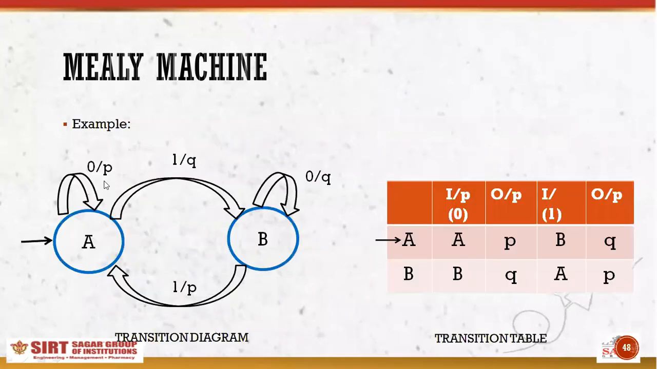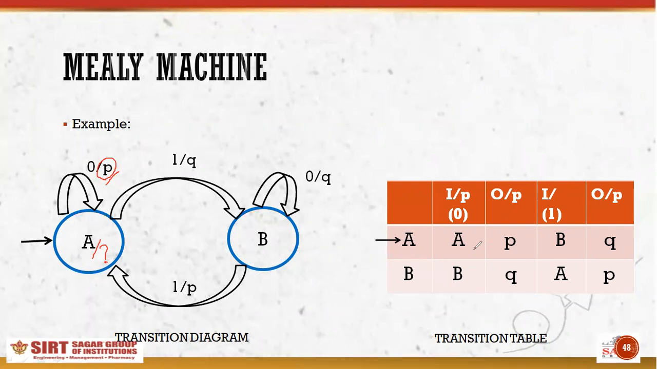The construction of this machine, or this example of this machine, is shown here. Here you can see that the output alphabet is written along with the transition. Whatever input alphabet, suppose I have given 0 to A, I am reaching back to A only, but the output is not written with the state anymore. In Moore machine, I was writing my output alphabet with the state, but now I am writing my output alphabet with the transition only. By a slash sign, I will write its output with this transition. At every transition, you can see there is some output written.